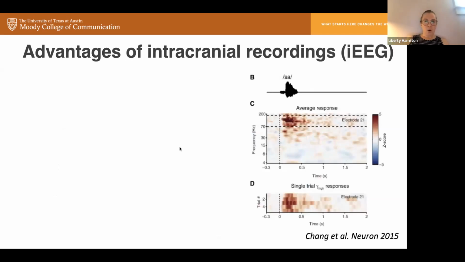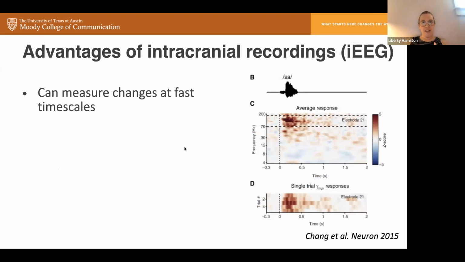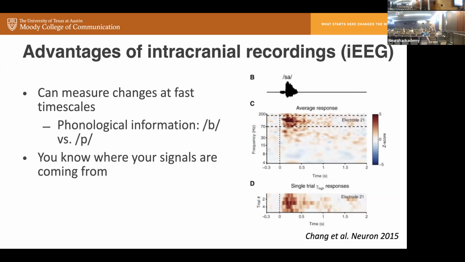Okay, so as I said before, a couple of the advantages of intracranial recordings are the fact that it can measure changes at such fast timescales. If you want to know things like the difference between a B and a P sound in the brain, it's only tens of milliseconds that gives you the ability to resolve those two sounds. So knowing that I said the word bear versus the word pear is a very fast difference, and you would be able to do something like that with intracranial EEG. And you also tend to know where your signals are coming from because they're directly in the brain tissue.